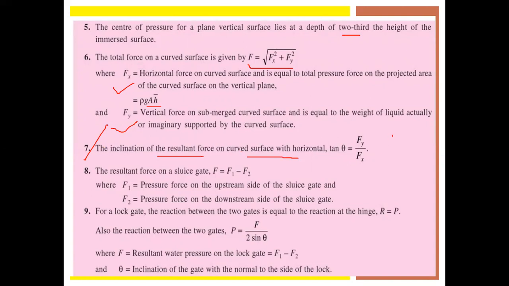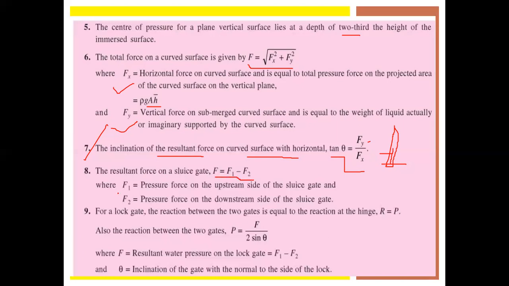Whenever the object is having some inclination and it is immersed in a fluid, then for that inclination the formula is tan theta is equal to Fy by Fx. The resultant force for a sluice gate is F equals F1 minus F2.